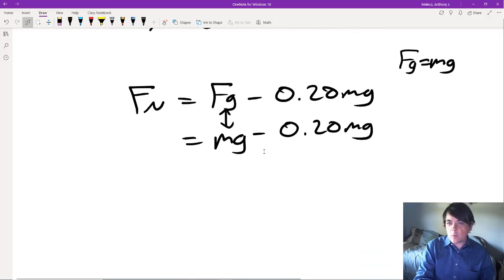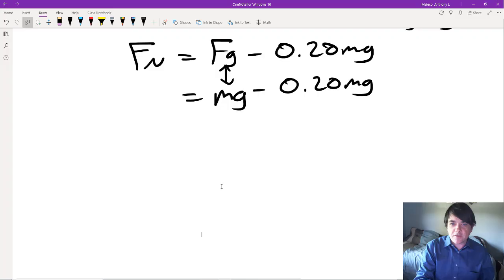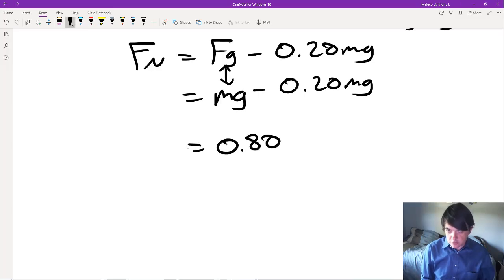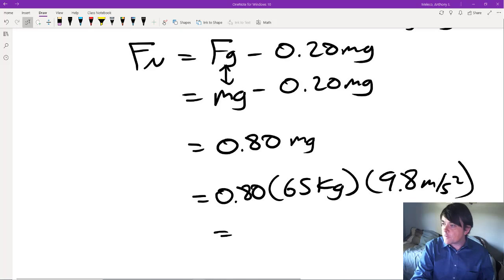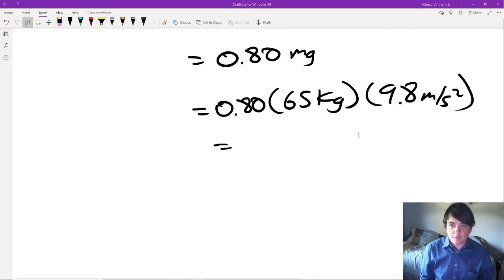So there's a quick way to do this without plugging in mass and gravity for all of this. If you think about this, in front of this guy is an understood 1 right here. There's a 1 right there. And so 1 minus 0.2 is 0.8. So this would give us 0.80 mg, because 1 mg minus 0.2 mg. And this will just save us a little bit of time on calculation. 65 kilograms for the mass, 9.8 meters per second squared. And so the normal force for this ends up being 510 newtons, roughly.